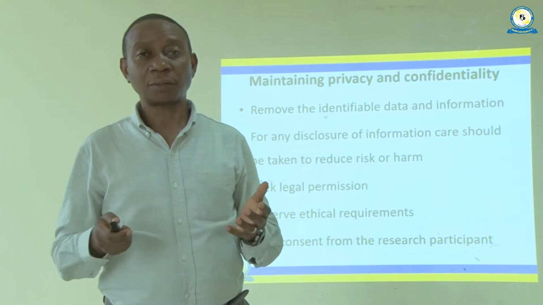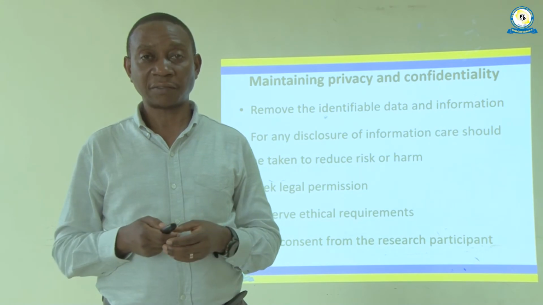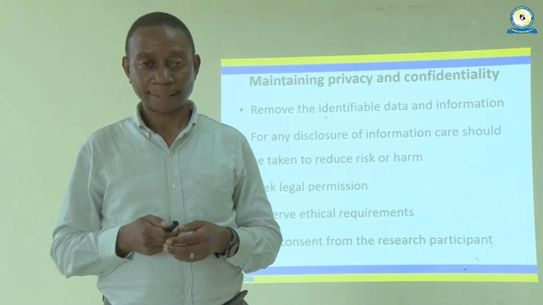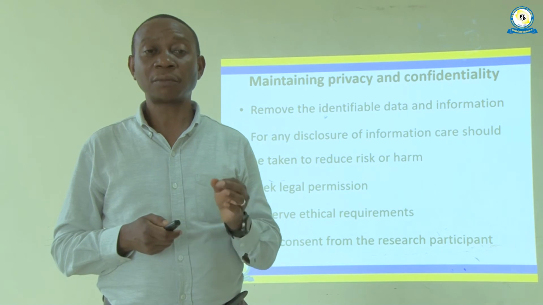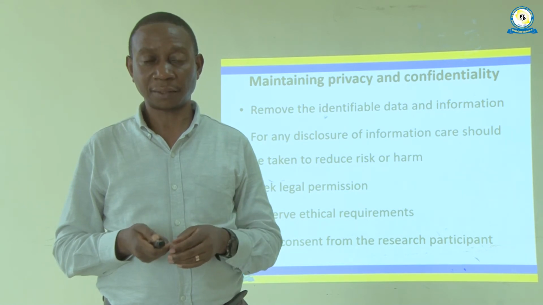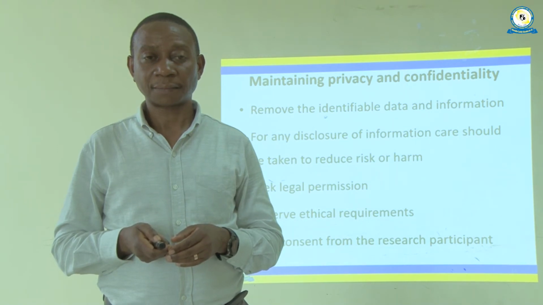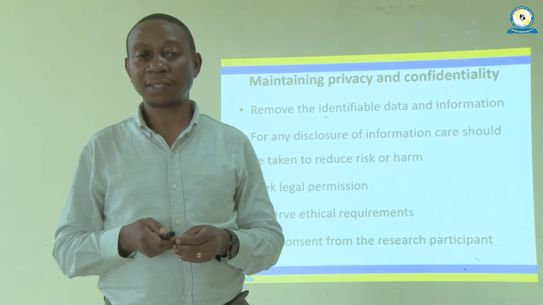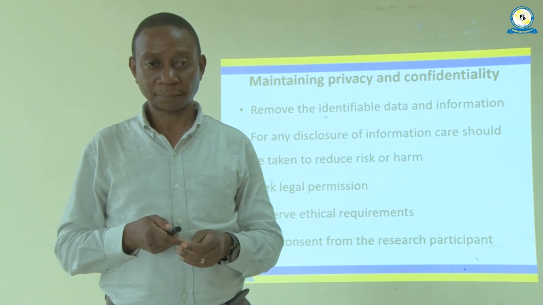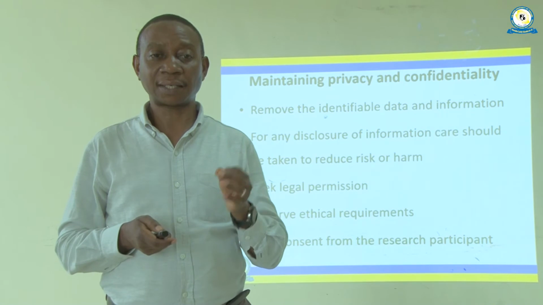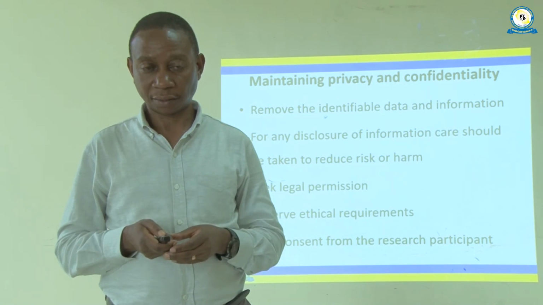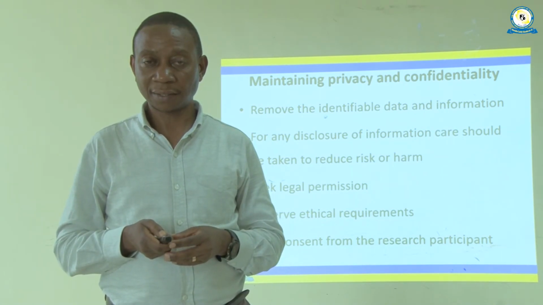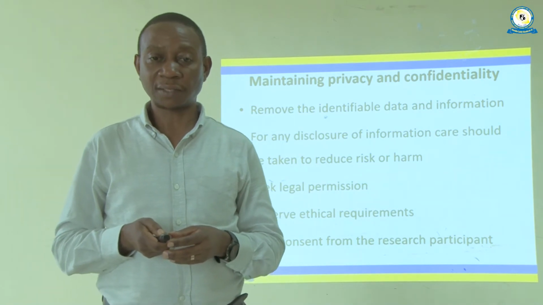Now, how do we maintain privacy and confidentiality? One, we should remove the identifiable data and information. Also, for any disclosure of information, care should be taken to reduce risk and harm. Also, we should seek legal permission. Also, observe ethical requirements, and we should seek consent from the research participants.